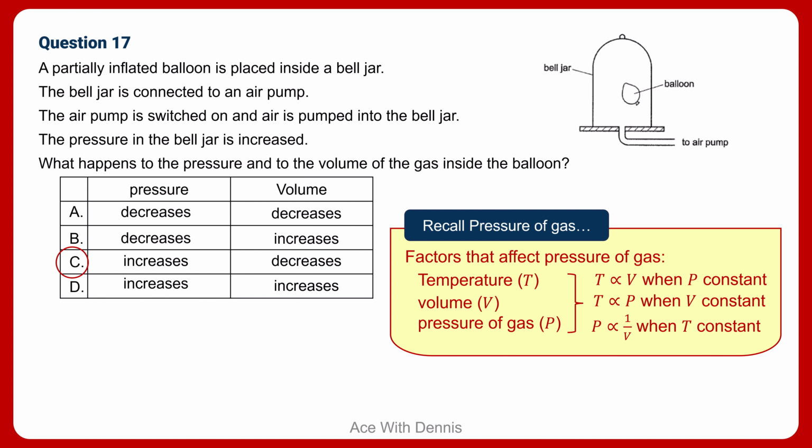For this case, when the pressure in the bell jar is increased, then the balloon will be squeezed and hence the volume decreases. When the volume decreases, then the pressure inside the balloon will increase. Therefore, the answer is C. Pressure increases and volume decreases.